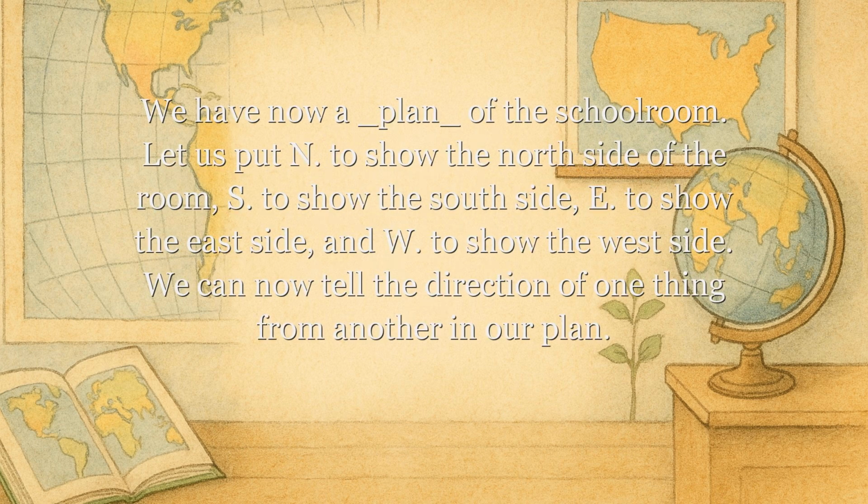We have now a plan of the schoolroom. Let us put N to show the north side of the room, S to show the south side, E to show the east side, and W to show the west side. We can now tell the direction of one thing from another in our plan.